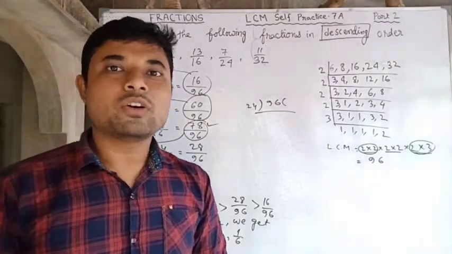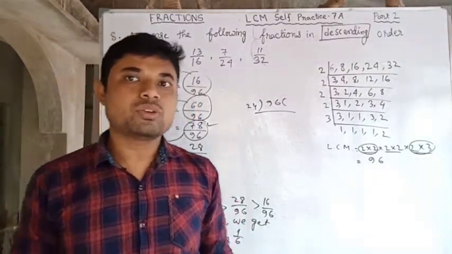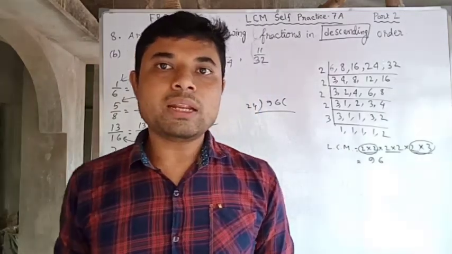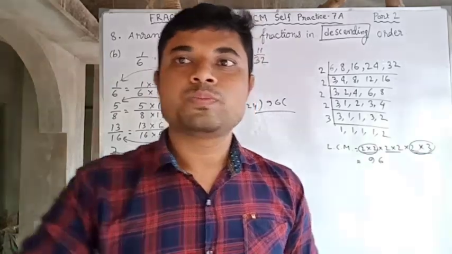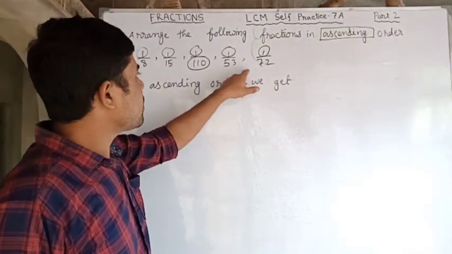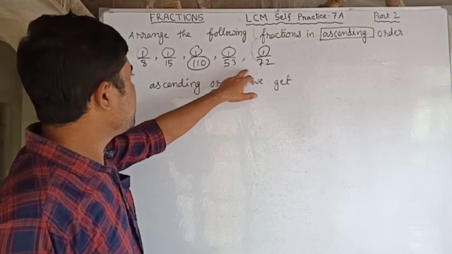I hope that you have understood today's class. Practice all and do the left sums. Thank you. There was 215 by mistake. This is the question.